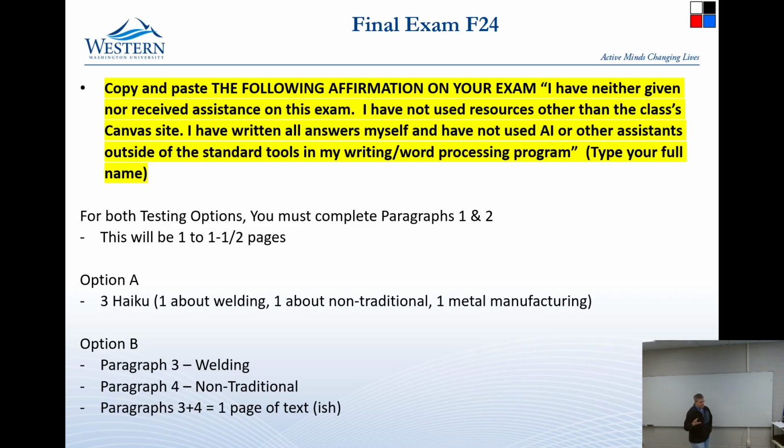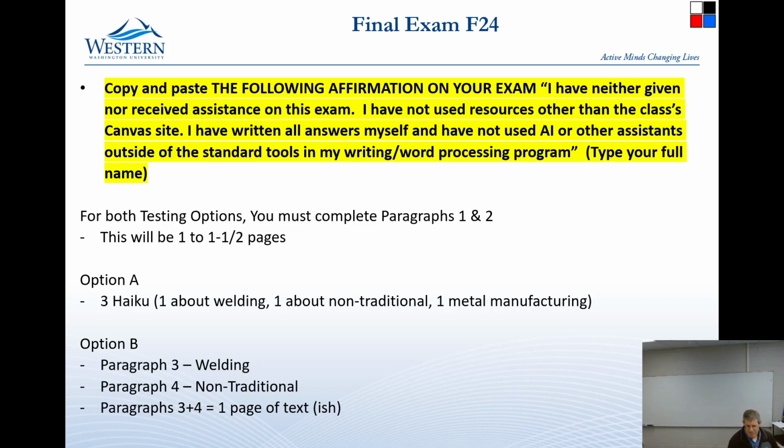So for both options, you're gonna do paragraphs 1 and 2, and that is 1 to 1.5 pages. And then if you do option A, you will do 3 haiku, 1 about welding, 1 about the non-traditional or non-chip forming processes, and 1 about metal manufacturing, all right? You can write plastics manufacturing haiku somewhere else.